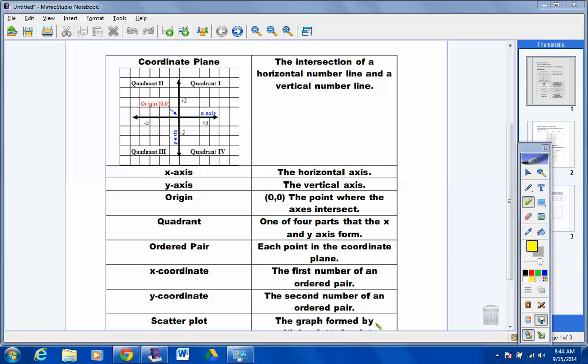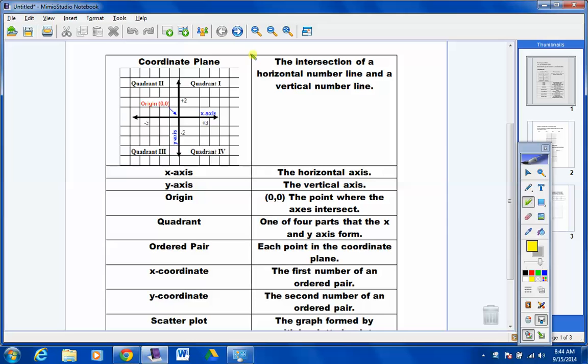Plane. So guys, help me out with this right here. How about volunteer to read my definition up here? The intersection of a horizontal number line and a vertical. Okay, and right over here we've kind of got a picture of it. So if you guys want to make sure you put a star or highlight this, I'm going to put down here that really what you need to know about a coordinate plane, everything is right in here for you.